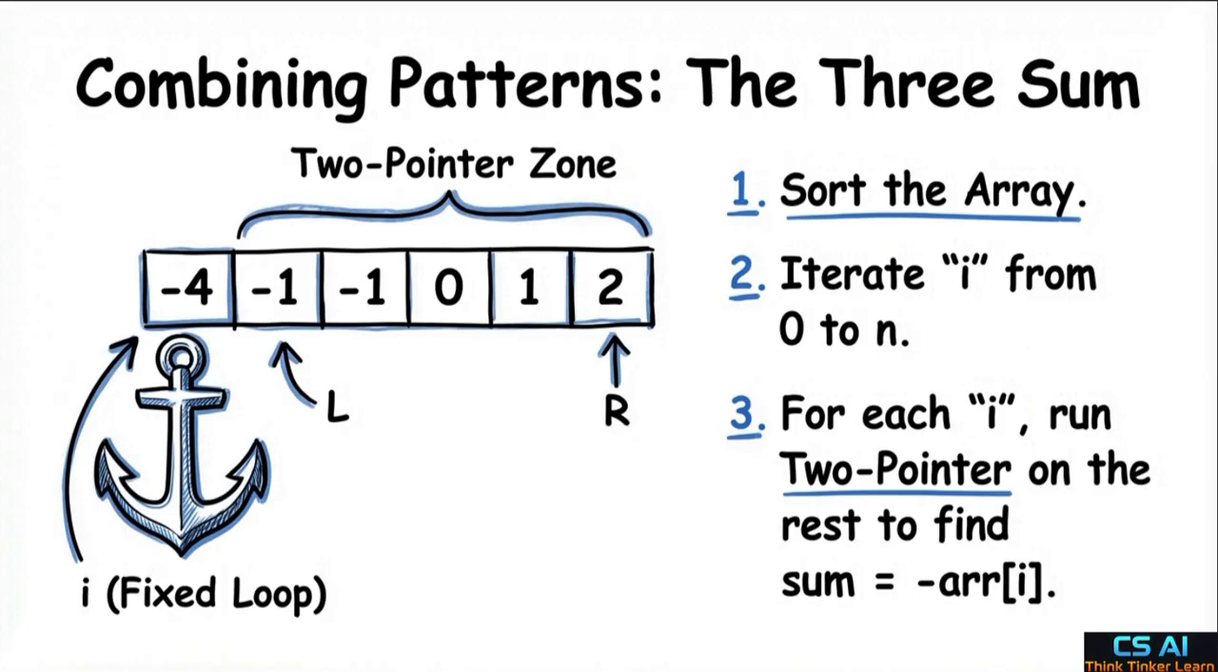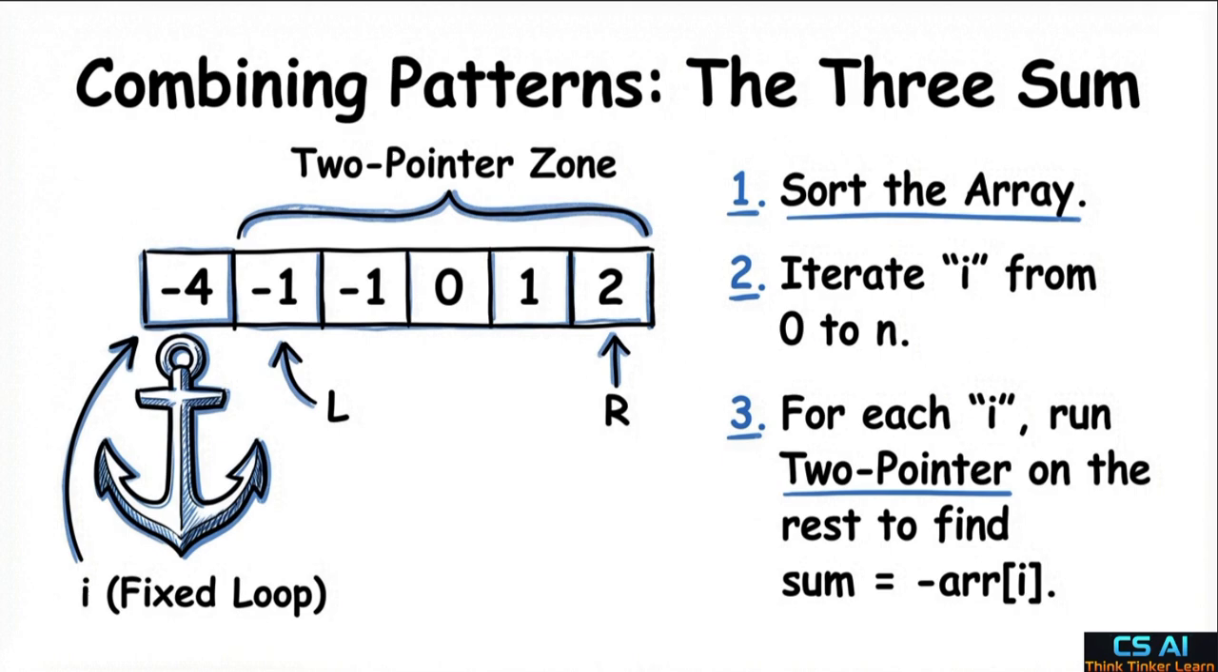The truly beautiful thing about these patterns is that they're not just isolated tricks. They are building blocks that you can combine to solve even harder problems, like the infamous 3Sum. The goal is to find three numbers in an array that sum to 0. The brute force solution would use three nested loops, which is O(n³). Terrible. Here is the elegant combined approach.